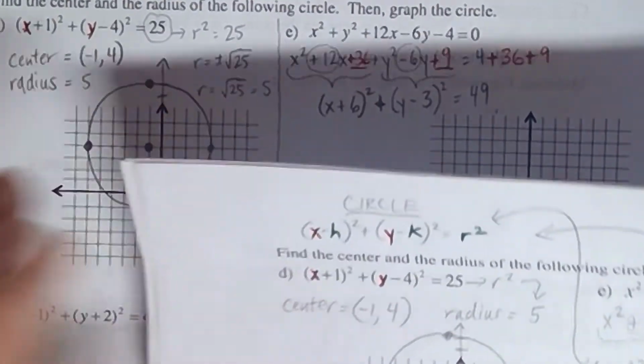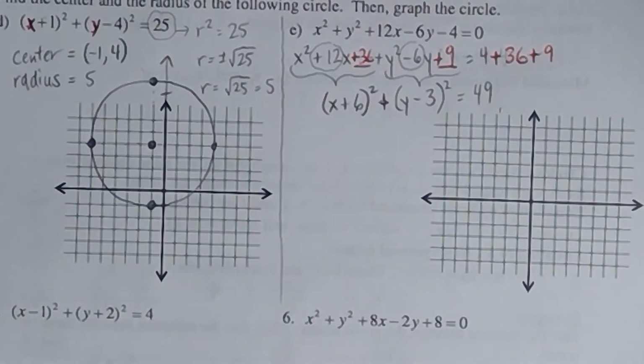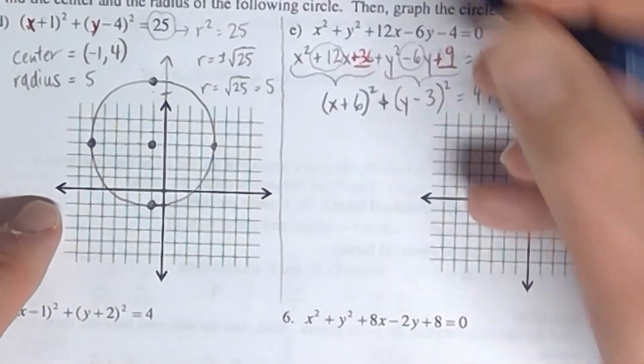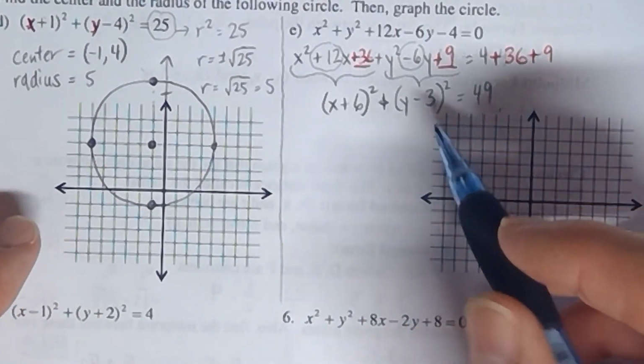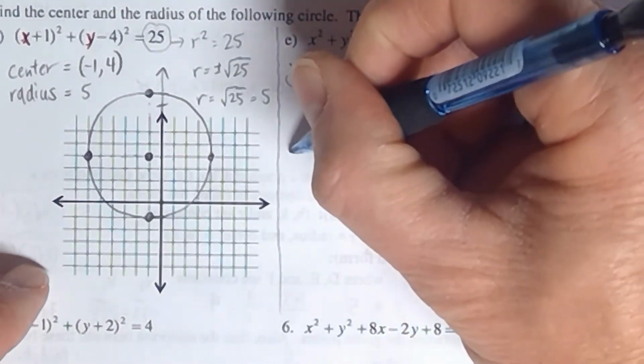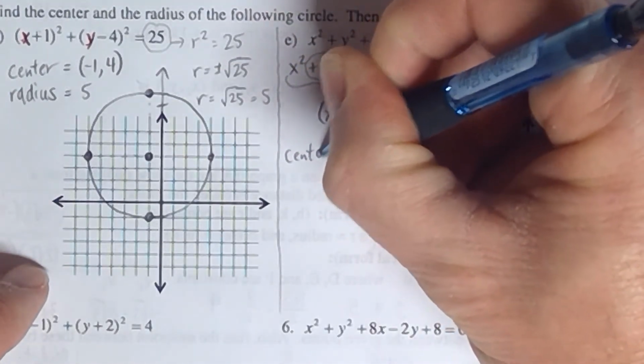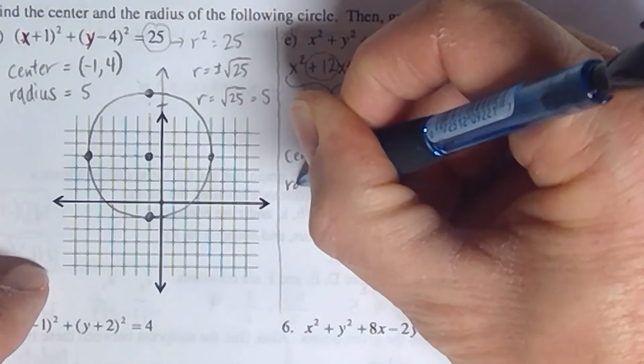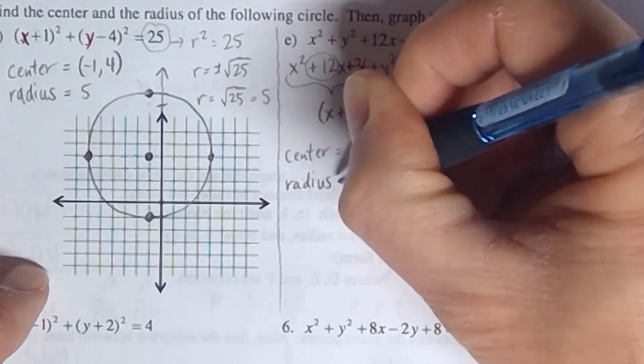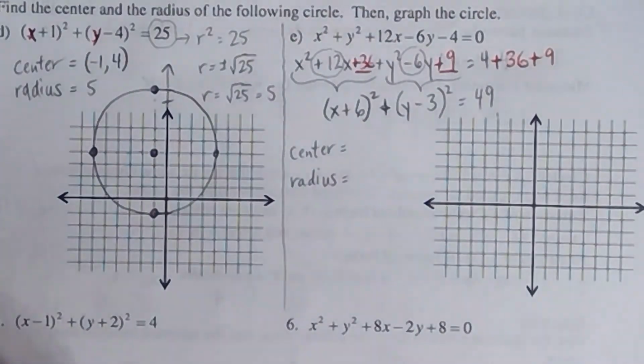And so now that I have it in the correct form here with the two brackets and everything, what's the center and radius? So the tough part is done here. Okay. Now it's just like the last problem.